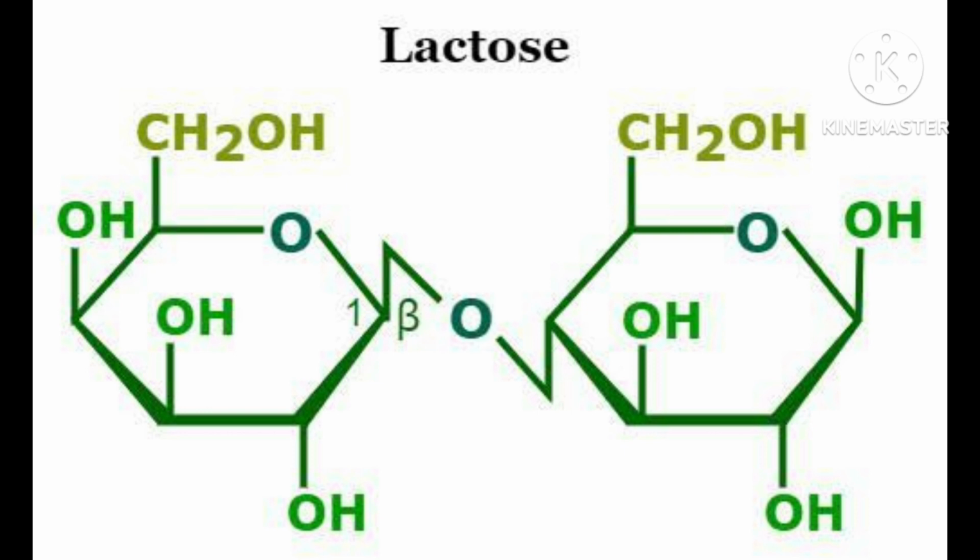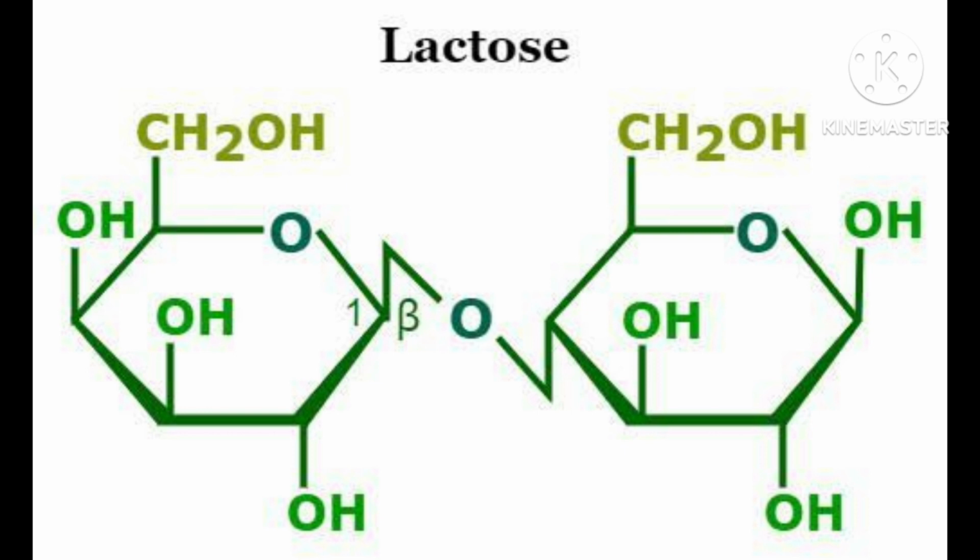Another disaccharide, maltose, is composed of 2 alpha D glucose units. Here you will get 2 alpha D glucose units, in which carbon 1 of one glucose is linked to carbon 4 of another glucose. In the first unit at carbon 1 and in the second unit at carbon 4, means carbon 1 and carbon 4 will join, correct.